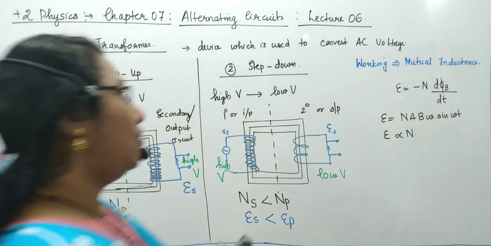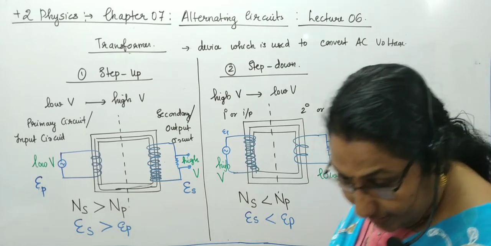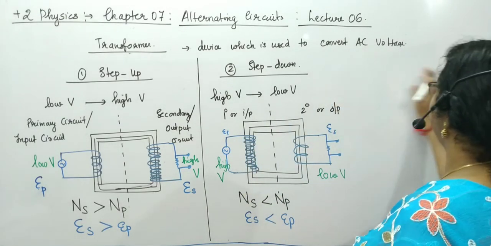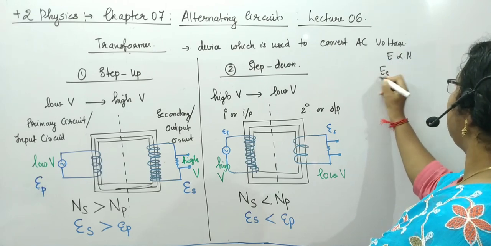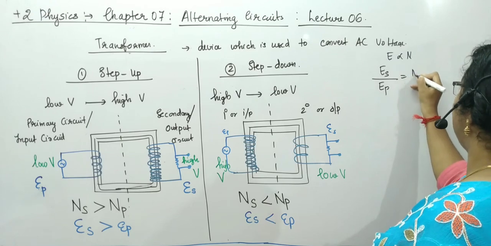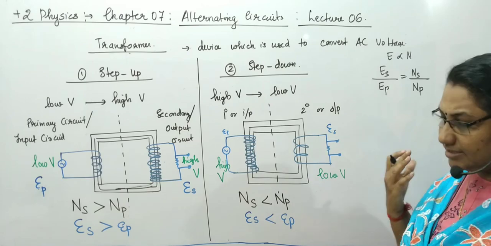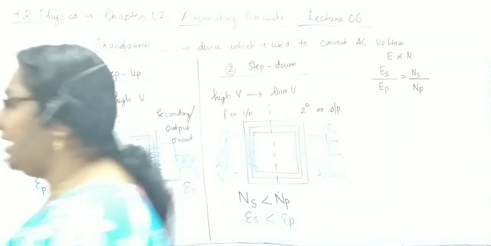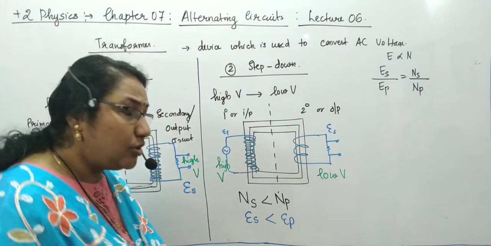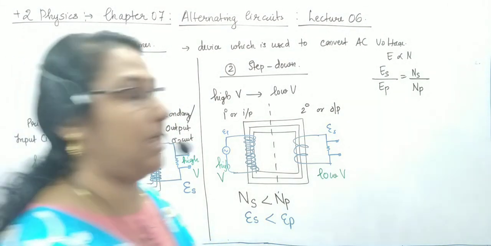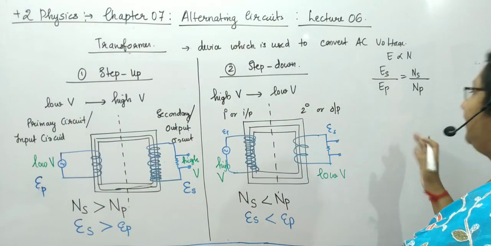Okay, clear? So we can write here, E is directly proportional to N. ES by EP is equal to NS by NP. Clear? And moreover, this is a very efficient device. Transformer is a very efficient device. And the input power and output power is almost assumed to be same. Almost assumed, 95% is same. So it is a good device with a very high efficiency.